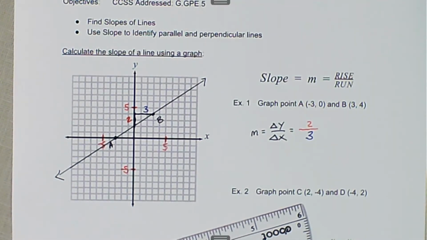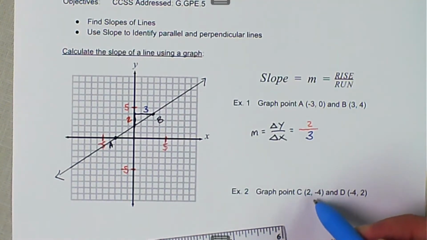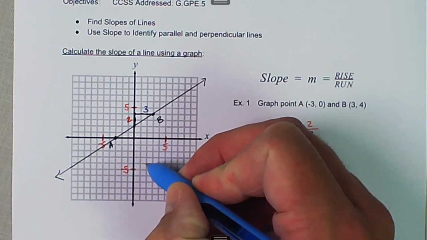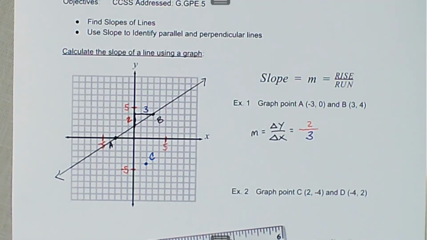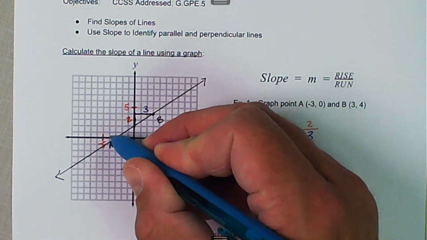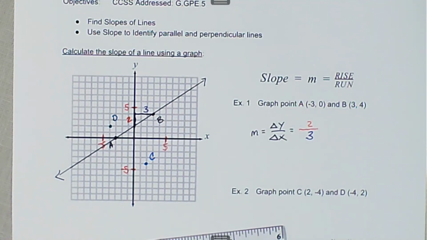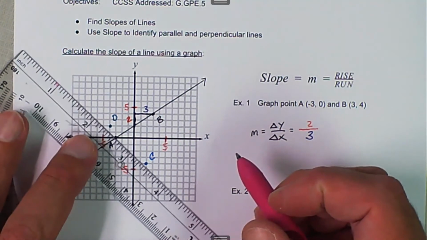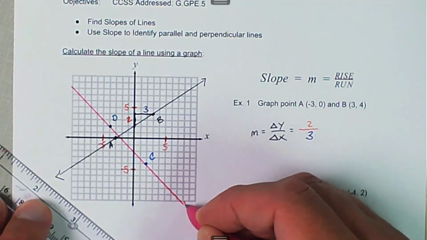The next one that we have is we have graph the points C and D. So C is 2, negative 4. So to the right 2 and down 4. And that's going to be point C. And then point D is negative 4, 2. So negative 4 and then up 2. And that's going to be point D. And we want to graph the line between those. And again, we want to use a straight edge because these are lines that we're graphing.